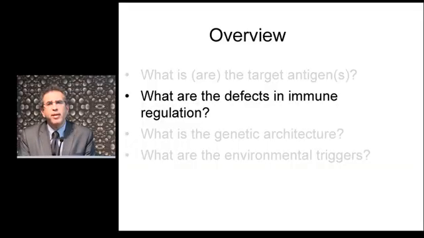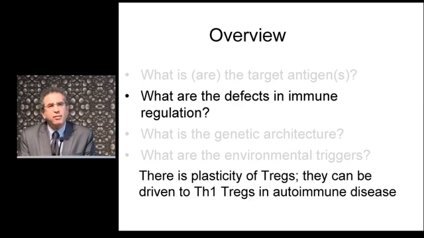If we all have autoreactive T cells in our blood at some frequency, why doesn't everyone get multiple sclerosis? Well, that's because in order to get the disease, there need to be defects in immune regulation. And a very major population of cells called Tregs, which we'll discuss in a moment, was identified. And there's a great deal of plasticity of these Tregs. They can be driven to become inflammatory and no longer protective.